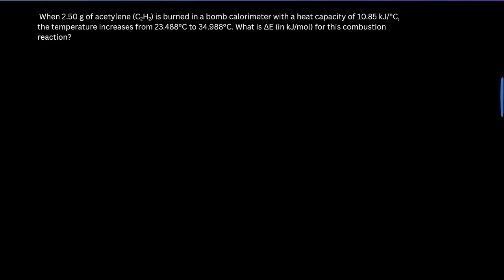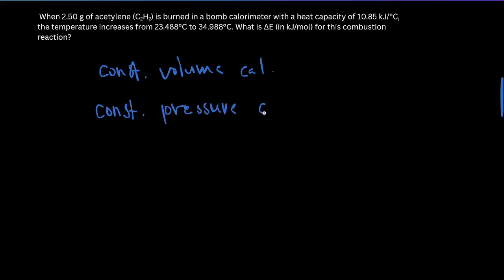So in this video, we'll be looking at constant volume calorimetry. And that is as opposed to constant pressure calorimetry, which we looked at in the last video, where we looked at problems having to do with coffee cup calorimeters. And in this video, looking at constant volume calorimetry, we will actually be using a different apparatus, and that is going to be a bomb calorimeter.